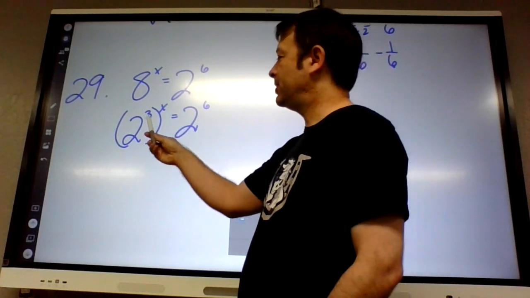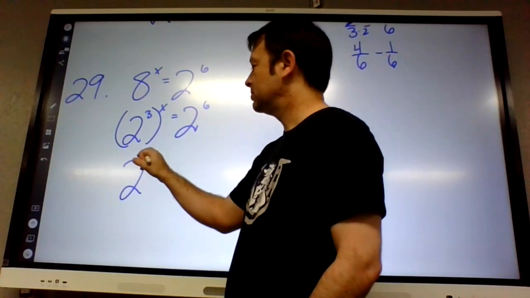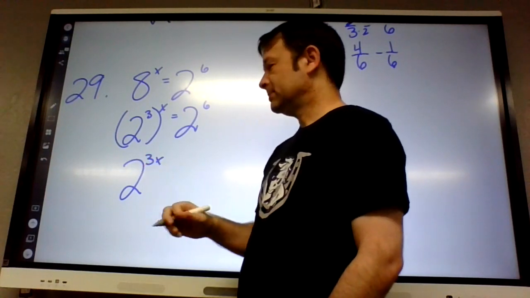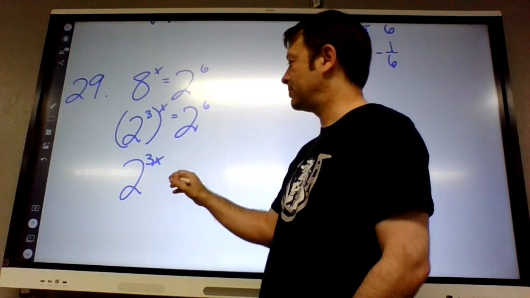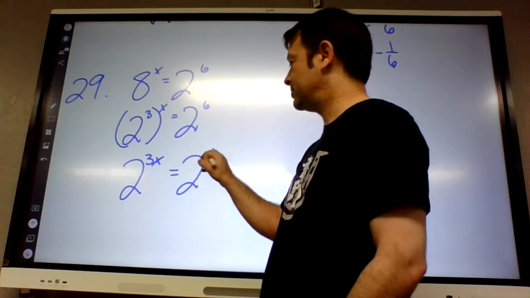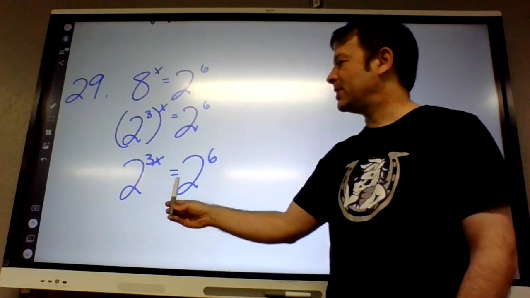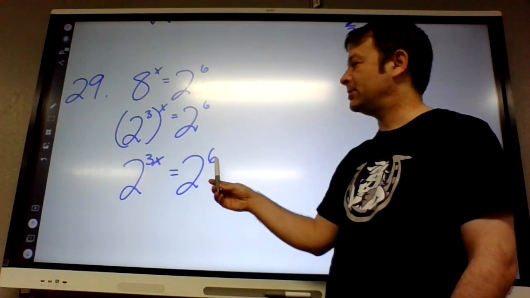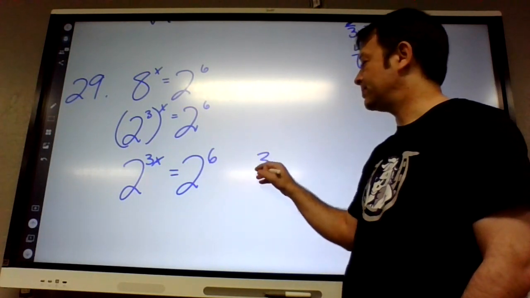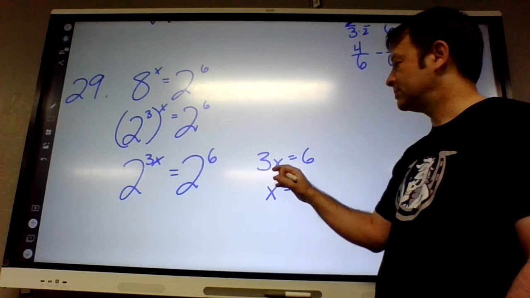And then what's 2 to the third to the x? You just multiply those together. 3 times x, that's just 2 to the 3x equals 2 to the 6th. Alright, now that their bases are the same, to make these two things equal, their exponents have to be the same, right? So we need 3x to equal 6, therefore x is 2.